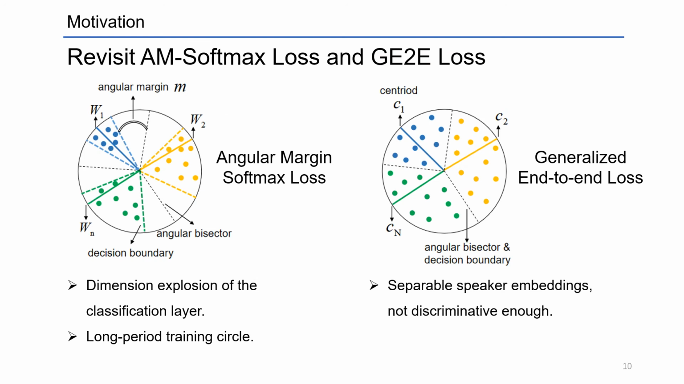Here is the intuitive presentation of the angular margin Softmax loss and the generalized end-to-end loss. For angular margin Softmax loss, each speaker class matches a weight vector, so the dimension of the classification layer dramatically increases with the number of speakers in the training dataset, and usually the training cycle of the angular margin Softmax loss is long. For the generalized end-to-end loss, the number of speaker centroids is small. However, the speaker embeddings are not discriminative enough.